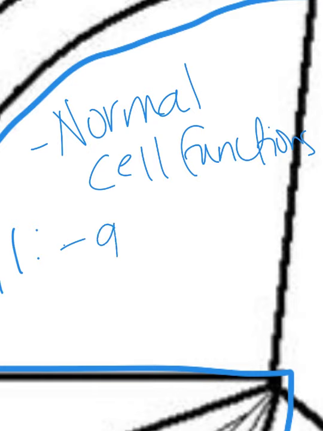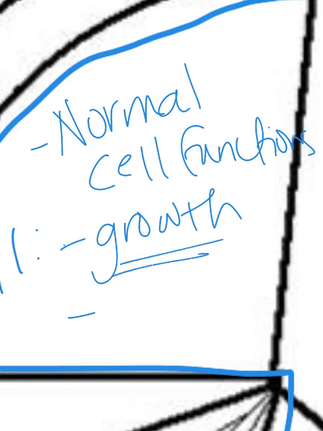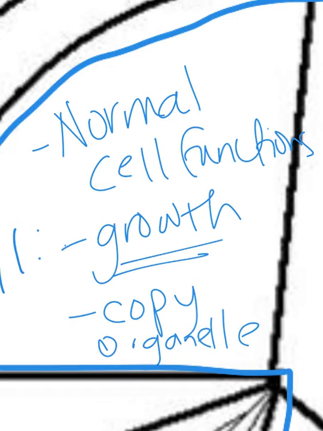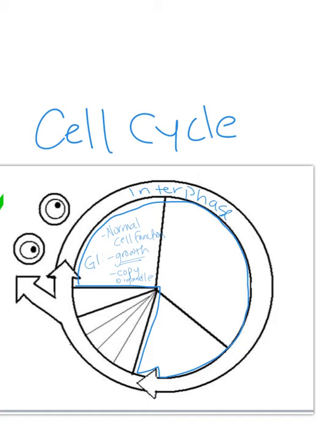The second thing is we're going to have some growth. Our cell needs to get to the actual size that it needs to be as it's just come through cytokinesis. So there's a little growth that needs to take place. And then finally, we need to copy our organelles. So our Golgi bodies, our ER, our lysosomes. We need to make sure that we have working copies of those organelles in our cell.